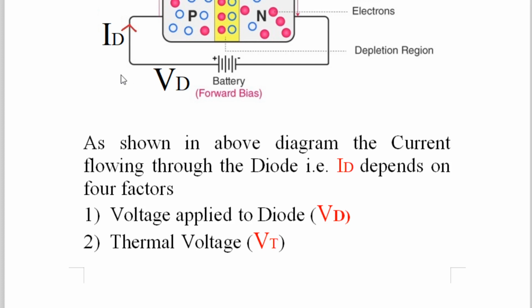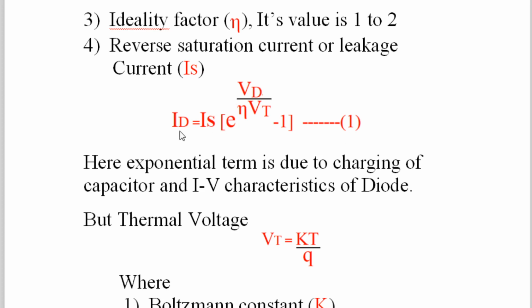If you apply 1 volt, a small amount of current will flow. If you apply 2 volts, a large amount of current will flow. If you apply 5 volts, a further large amount of current will flow. So in this way, ID is equal to IS, reverse saturation current, into bracket e raised to Vd divided by eta into Vt, minus 1.